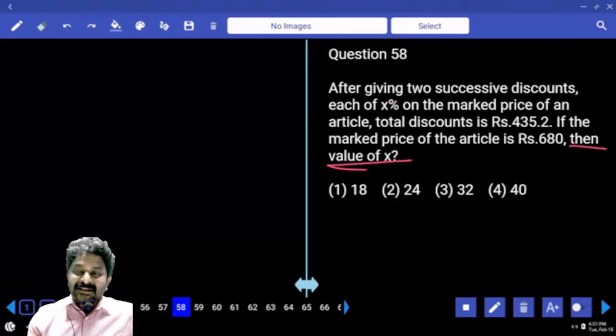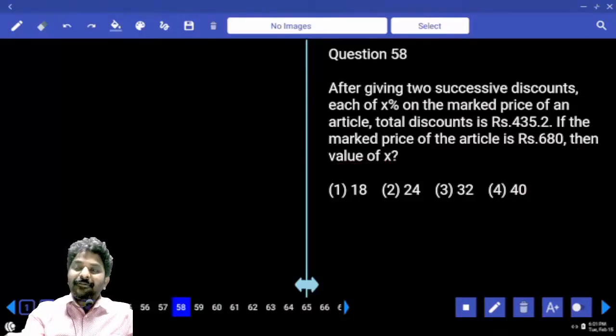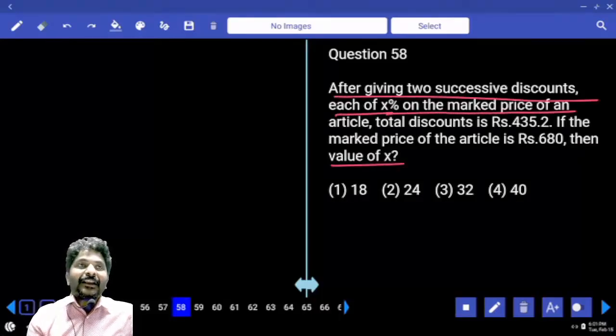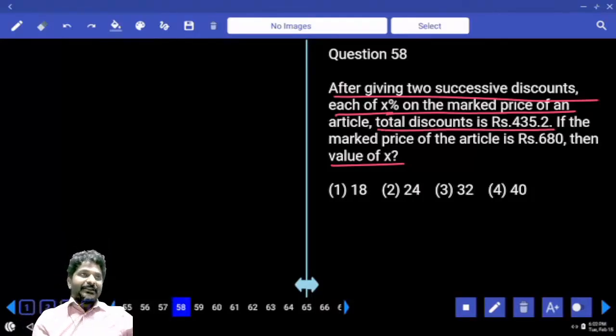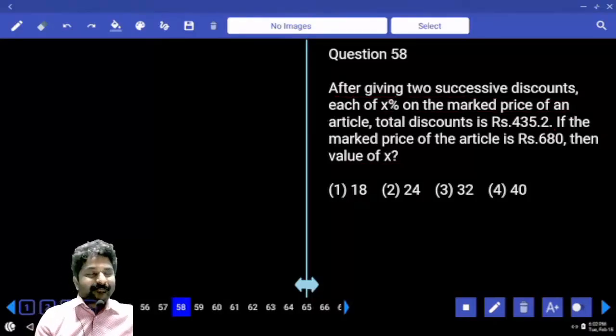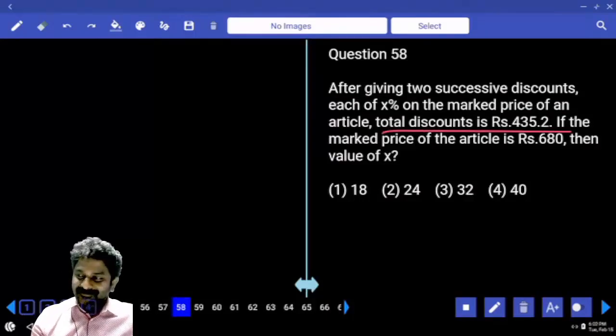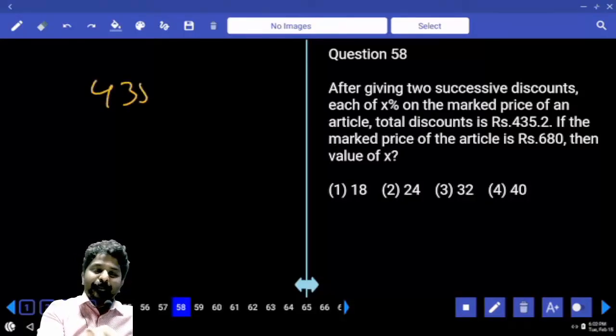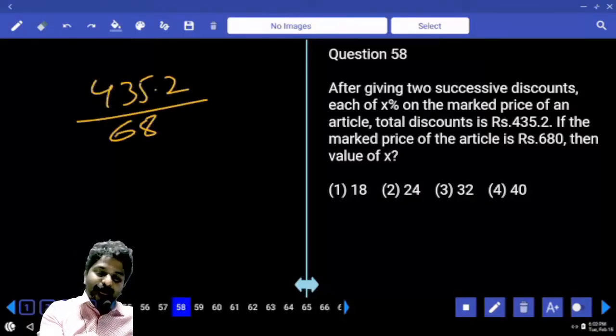Then what is the value of X? That's what your question, right? After giving two successive discounts, each of X% on the market price, you are asked to calculate X value. Total discount is 435. Yes, correct. Total discount. You are right. I thought this is selling price. So 435.2 is discount which is offered on 680 rupees.